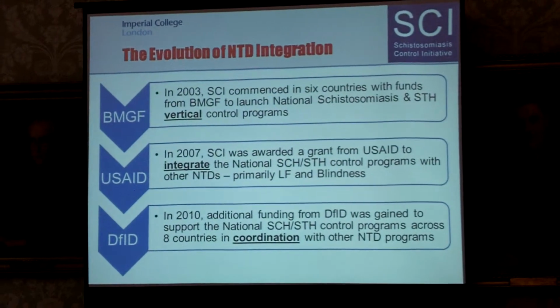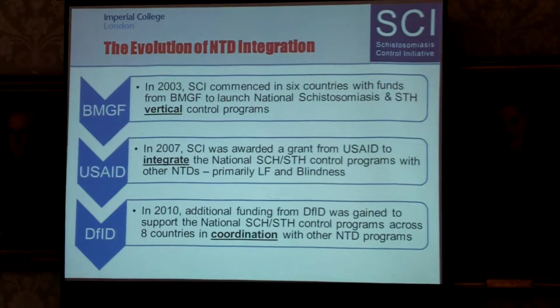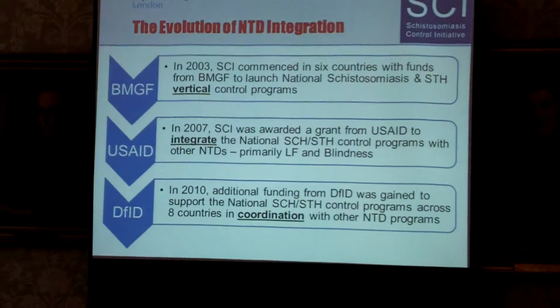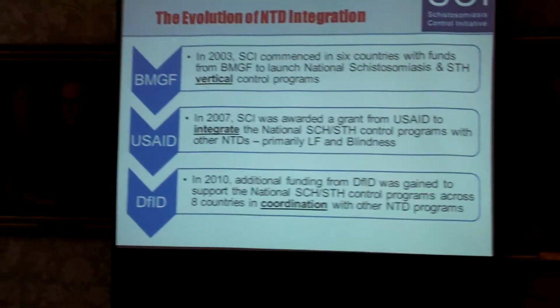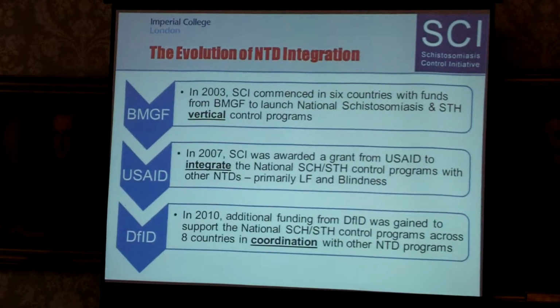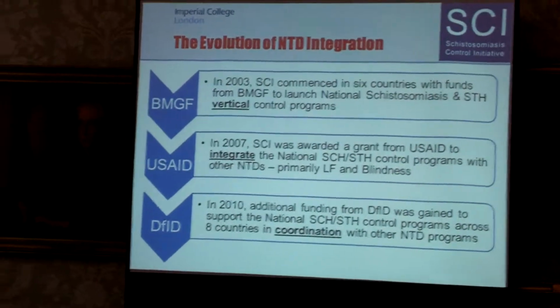And then in 2007, SCI was awarded a grant from USAID to integrate the national schisto and STH programs with other NTDs, which were lymphatic filariasis and trachoma and onchocerciasis. So this is a different approach where we'd gone from the vertical to the integration.